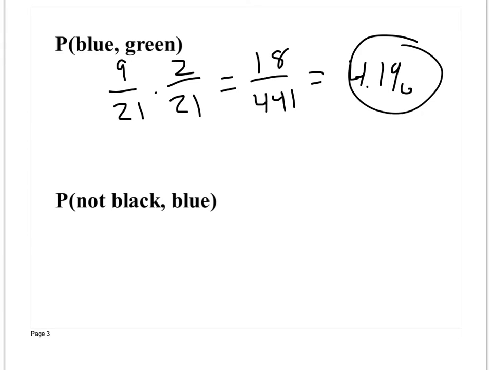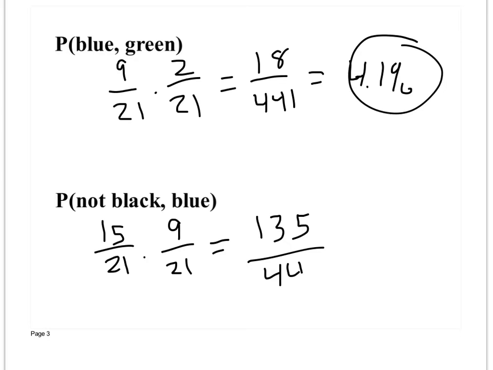Now let's do the probability of not drawing a black and then drawing a blue. How many black was in the bag? 6. So how many are not black? 15. How many are blue? 9 out of 21, right? So you multiply those, you get 135 over 441, which is a 30.6% chance of occurring.